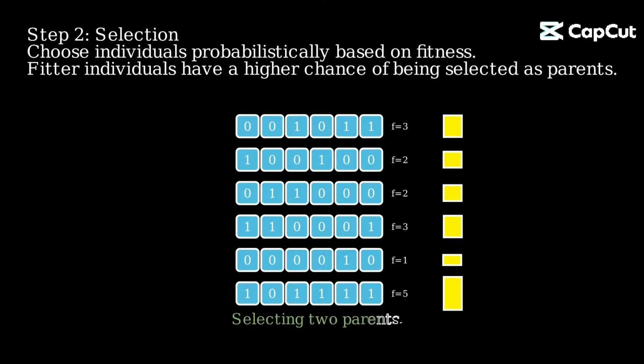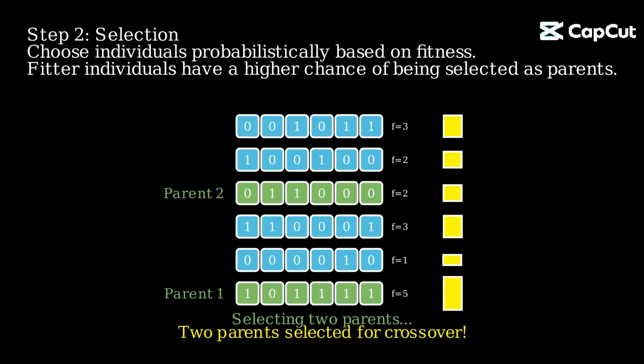We selected 2 parents using roulette wheel selection. Notice both have decent fitness. Not the worst, not necessarily the best. This balance between exploitation and exploration is key. We favor the fit, but we don't ignore everyone else. These 2 will now create offspring.